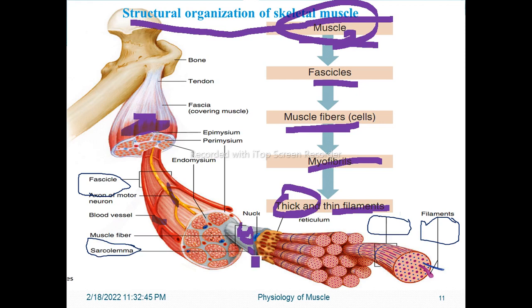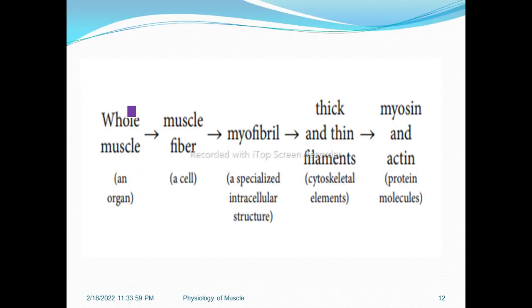This is a muscle fiber. The outer layer is the sarcolemma, a membrane for the muscle. This is myofibrils, and myofibril contains thick filament and thin filament. This is the thick filament, and the light one is the thin filament. Thick and thin filaments give us sarcomeres. This single thing is a myofibril. So we have the organ, the whole muscle, then muscle fiber, then myofibril.